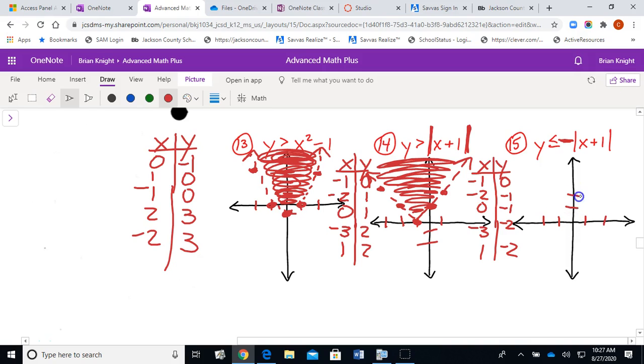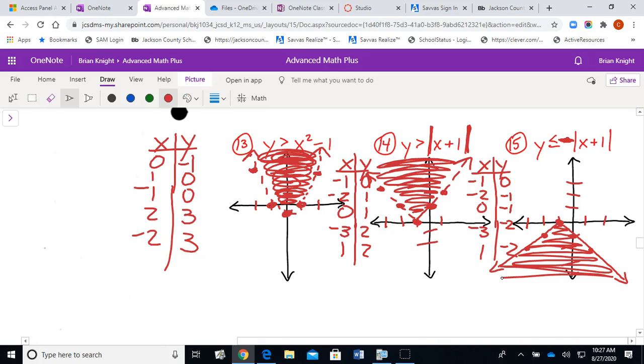Wait, why did you change the negative? Because there's a what out front here? A negative. All right, so -1, 0 would be here. -2, -1, 0, -1, -3, -2, 1, -2. This time we get to draw a solid line, and we're going to shade up or down. It's less than, so we go where? Down. That puts us inside again. Okay?